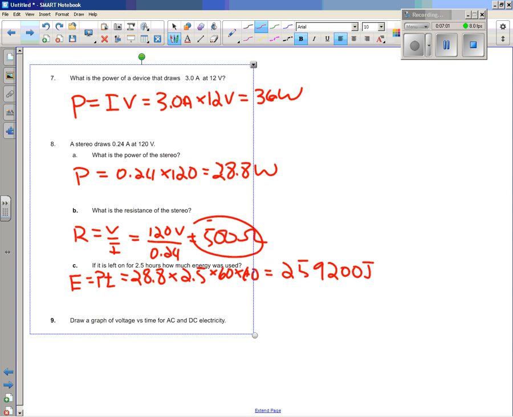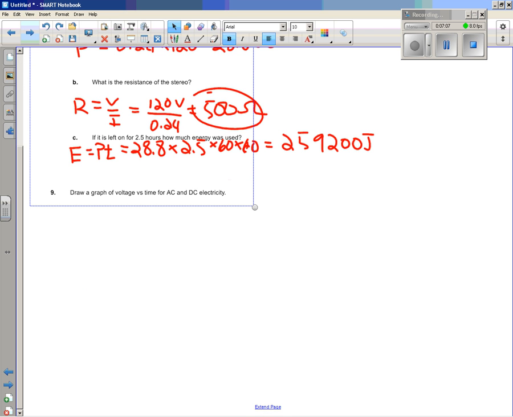We could have done this in kilowatt hours, and I would have to give you full marks, but we don't have to do it in kilowatt hours. Easiest here, I think, is just to leave it in joules.